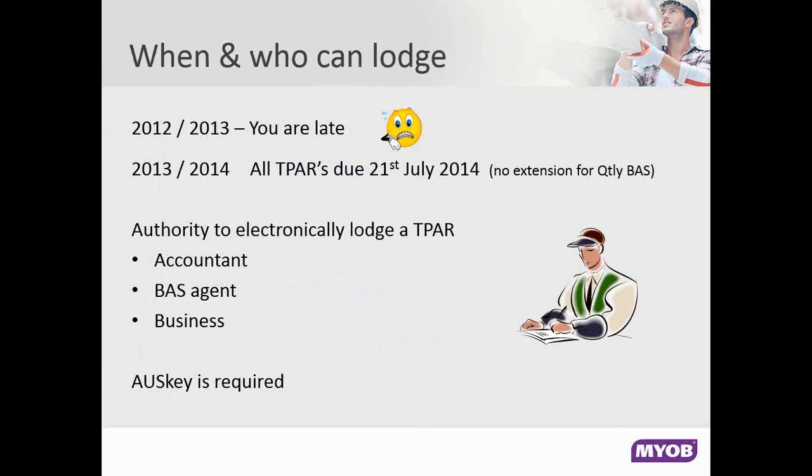Okay, when and who can lodge the TPAR? Now, as I said before, if you're late, you are late. You need to contact the ATO, and I suspect or would hope that you'll get a little bit of relief or a lot of relief in regards to ATO penalties. For next year, the 2013-14 year, all of the taxable payments annual reports are due on the 21st of July 2014. There's no extension for the quarterly BAS lodges. So in 2013, if you had a quarterly BAS, you could lodge it on the 28th. That's no longer the case. It's the 21st for everybody.